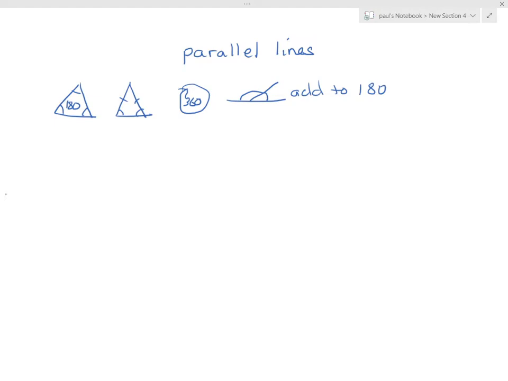Right. Okay, so we also know that any quadrilateral adds up to 360. Right, so now let's do some more.